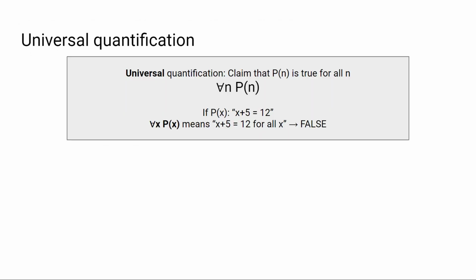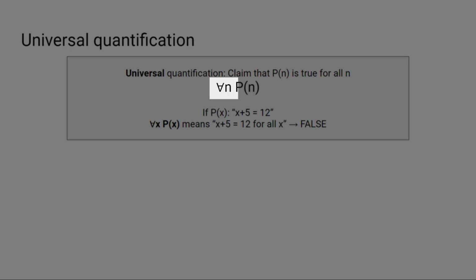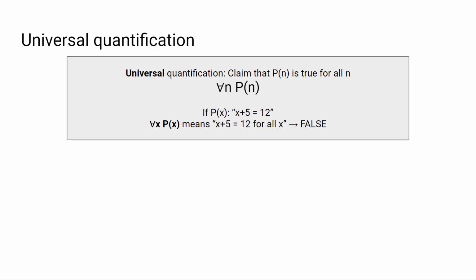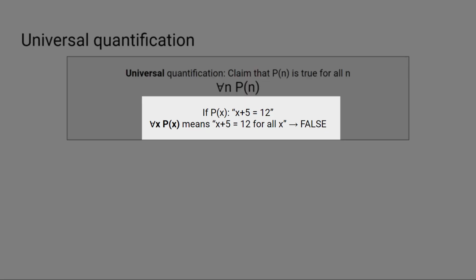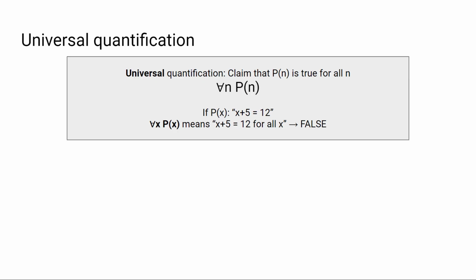When we take a predicate P of x and make the claim that P of x is always true, this is called universal quantification. We have a special symbol for this that looks like an upside down A, which you can remember because this means for all x, P of x is true. For example, if P of x is the predicate x plus 5 equals 12, then for all x, P of x is the statement that x plus 5 equals 12 for all real numbers x, which, as we saw, is a false statement. Here are some more examples.